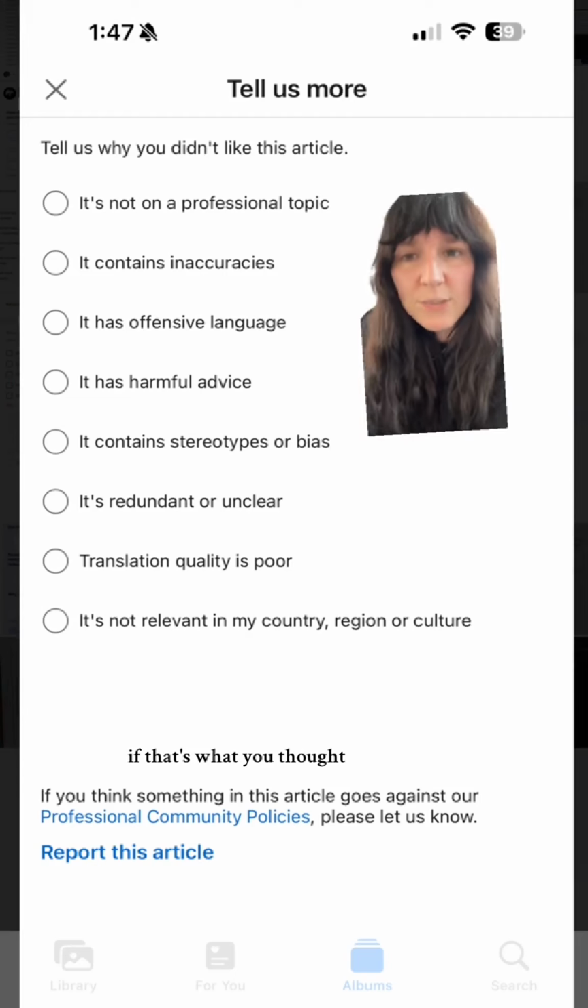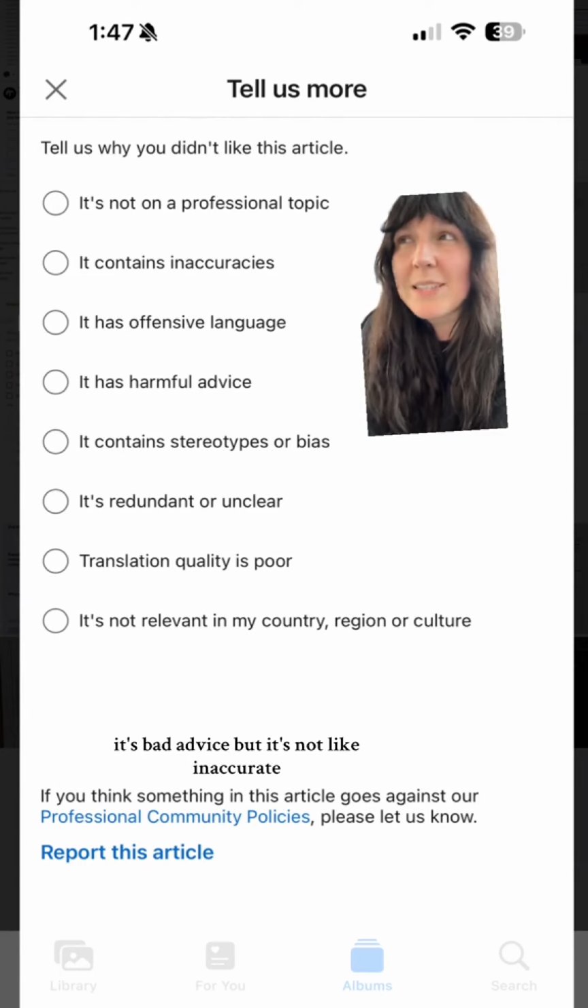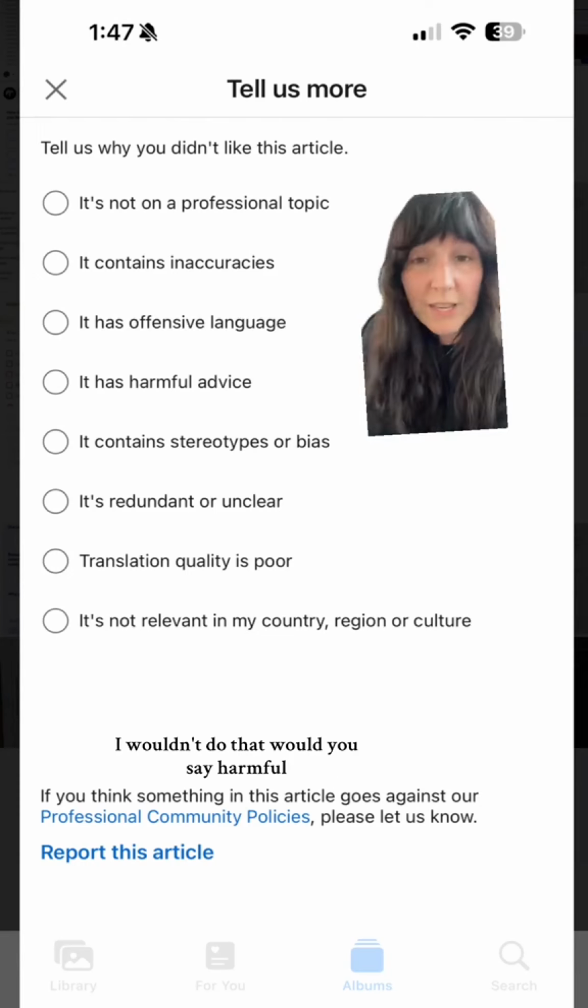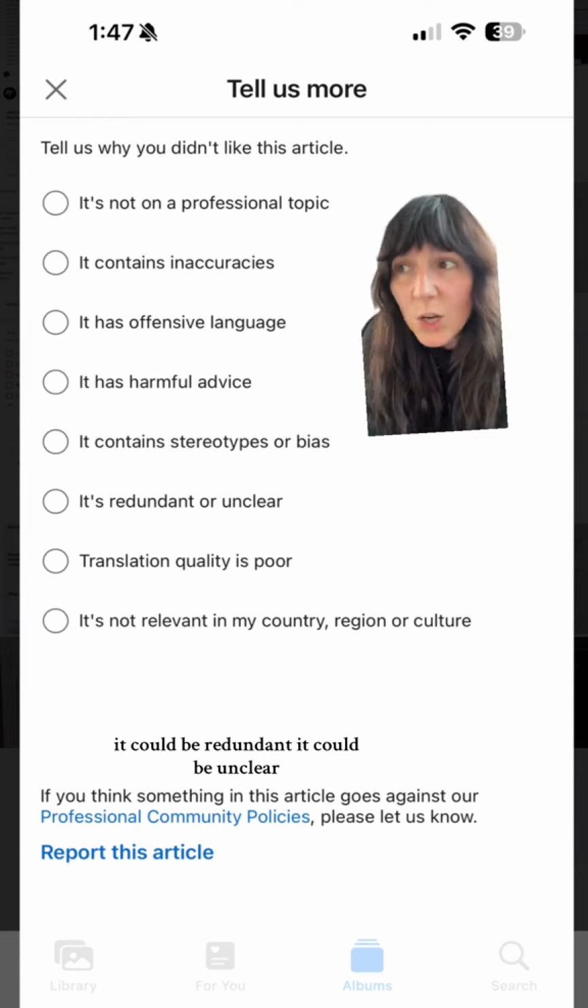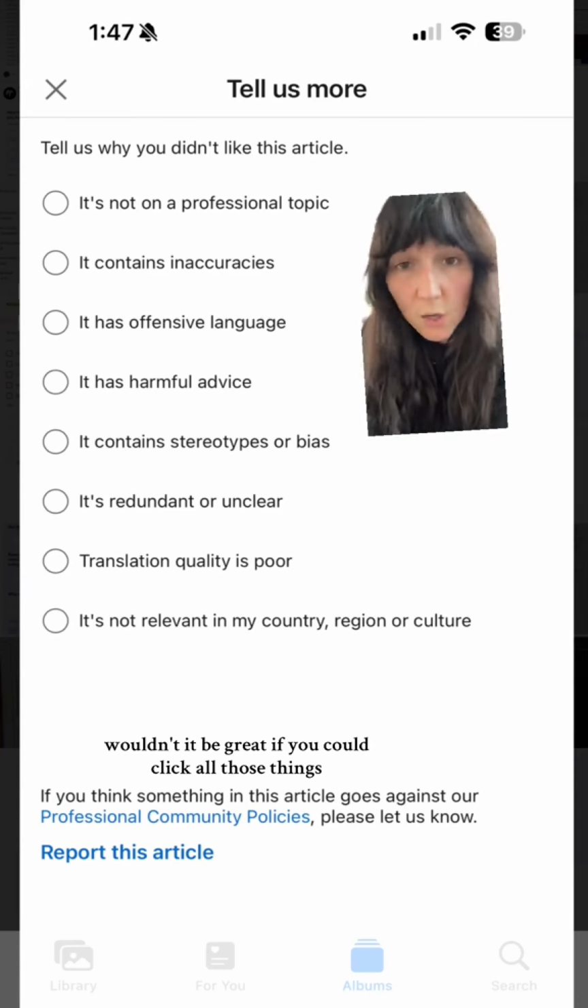But here, if that's what you thought, I'm curious, what would you pick? Would you say inaccuracies? Because sometimes it's bad advice, but it's not inaccurate. It's just, I wouldn't do that. Would you say harmful? It could be redundant, it could be unclear, it could be inaccurate, and just advice you disagree with. Wouldn't it be great if you could click all of those things?